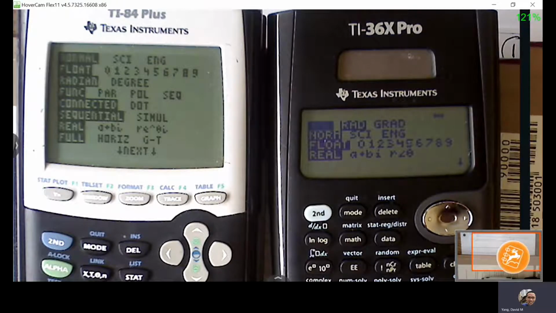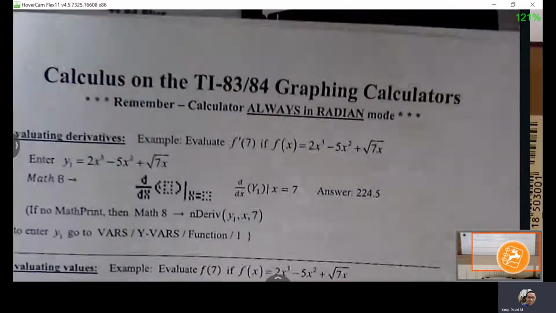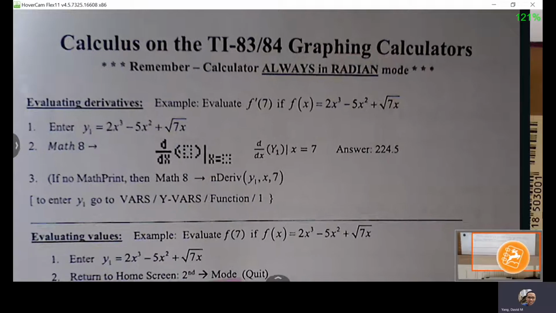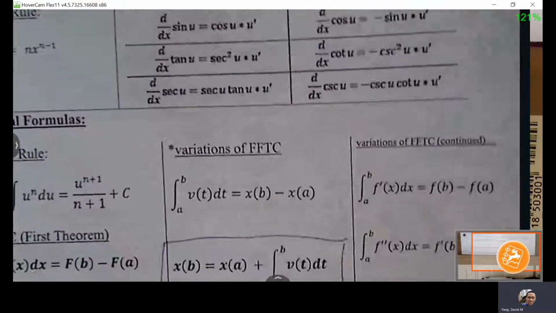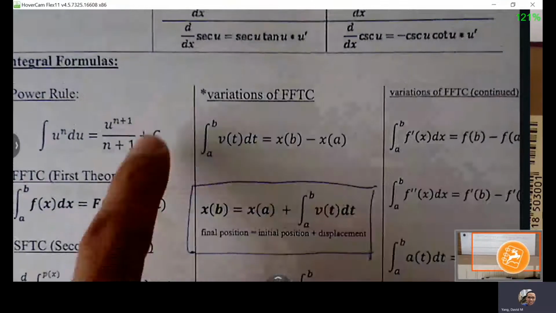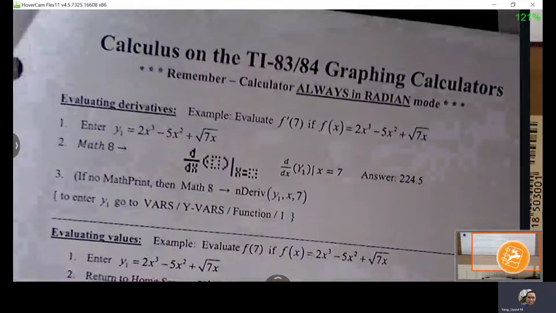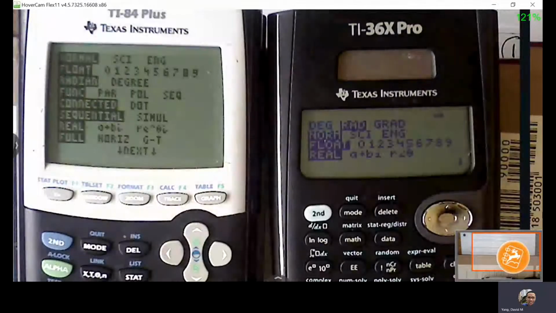Okay, I think it's also helpful if you can have your summary sheet out as well. You have your graphing calculator summary sheet, but the back also has the first theorem of calculus and integral definition that I want to go over with you as well. So, okay, let's start with number one.